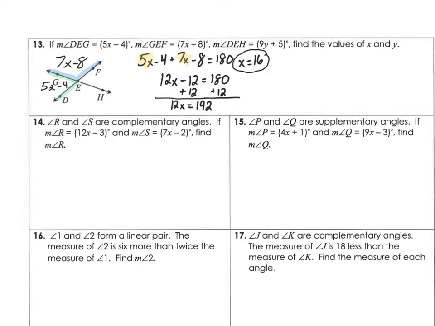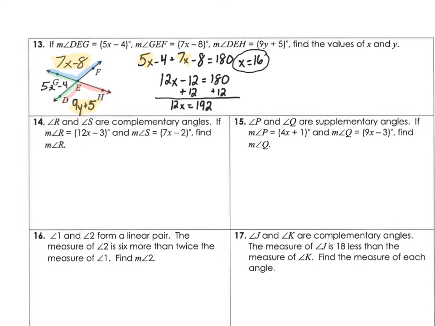Now it says we have to find y too, right? So it says DEH. So this one right here is 9y plus 5. What do we know that one's equal to based on our vertical angle rule? So this angle is going to be the same as which other one? 5x minus 4 or 7x minus 8? 7x minus 8 because they're vertical, right?